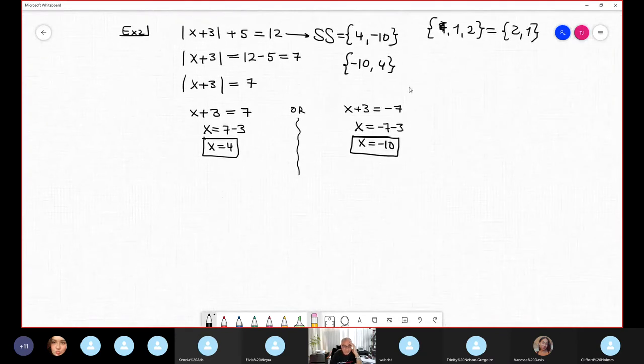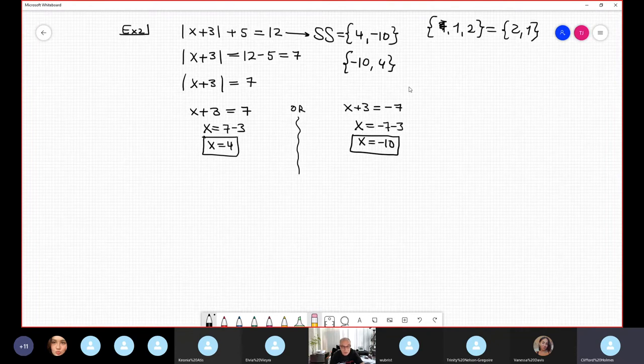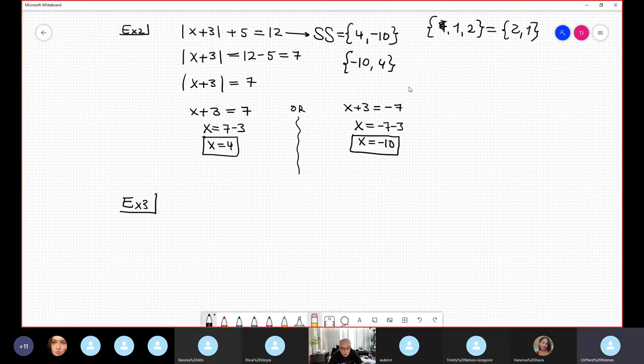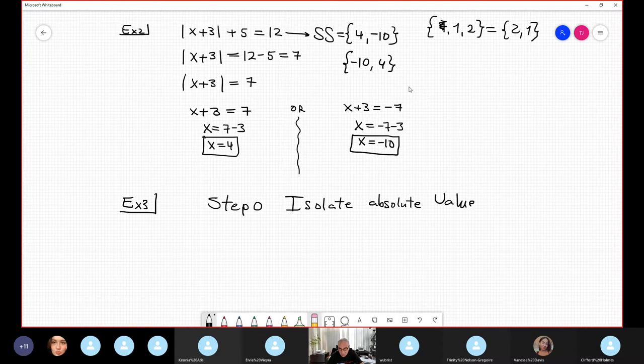Okay, so, crystal clear: you always isolate the absolute value, apply the rule, end of story. Super easy. Everyone follow me? So, Chris, that's what you mean by isolating the absolute value, when you move 5 over to the right? Exactly. Step zero, to start the problem, is to isolate the absolute value term. When this absolute value is already isolated, you apply the rule.